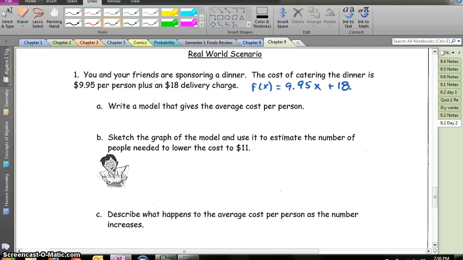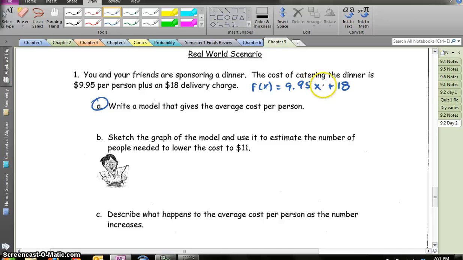But now let's take a look at part A here. It says write a model that gives the average cost per person. Now that we've graduated to Algebra 2, our new equations are going to look like this. Well, how do you find the average of something? You take the sum and you divide it by the total amount of people, right?